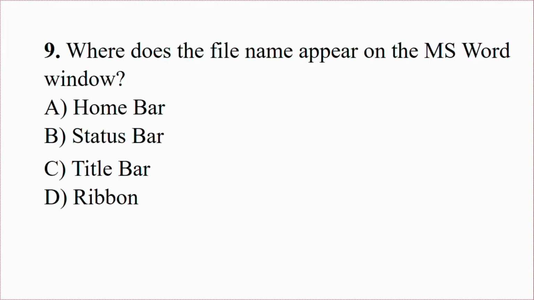The question number 9 is: where does the file name appear on the MS Word window? Option A, home bar, option B, status bar, option C, title bar, option D, ribbon. The correct answer is option C, that is title bar.